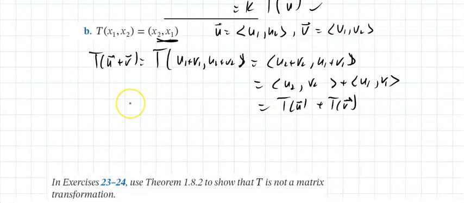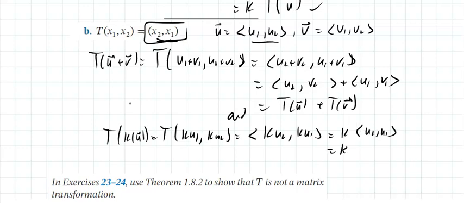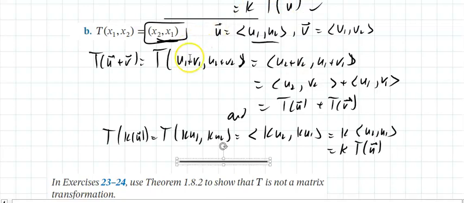Now, if I take T applied on k times u, that would be T applied on ku1, ku2. And that would be what? Well, backwards. ku2, ku1. Based on this, you swap them. Isn't that k into u2, u1? Wouldn't that be k times the transformation applied on u? And if those two are satisfied, we conclude that this is a linear transformation.